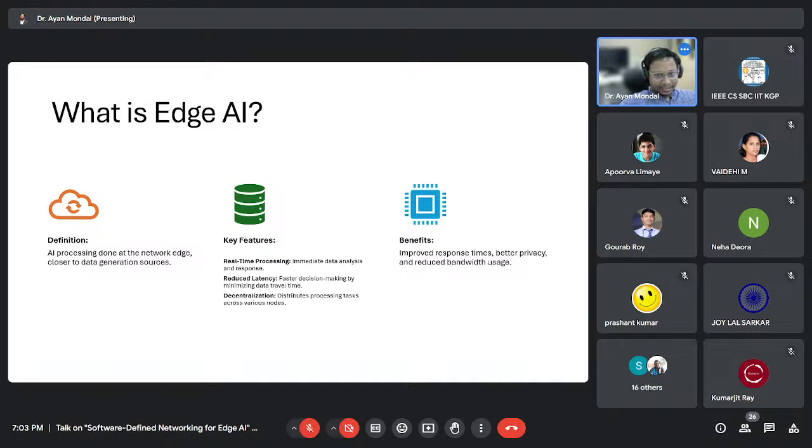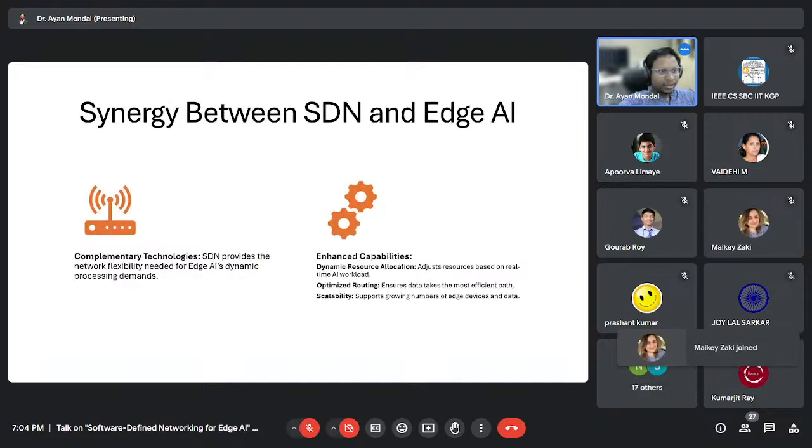Okay, so just bear with me. There are two concepts here: privacy and security. And there is reduced bandwidth usage because you are not clogging the core of the network. So that's another advantage that you have. How are we synergizing? I've already talked about that.